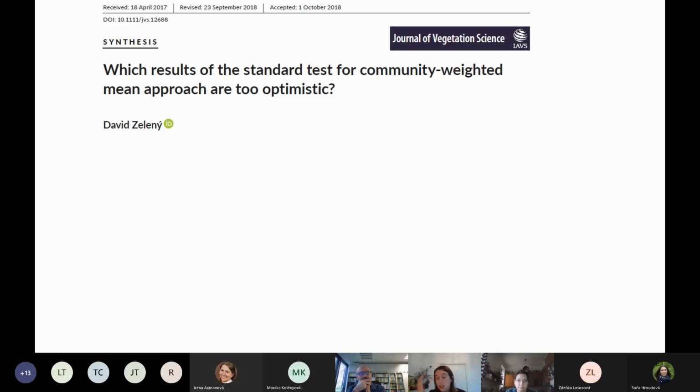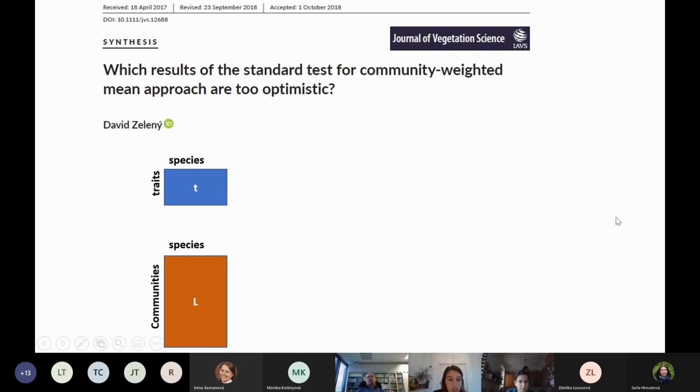And this issue was also described in this paper. So are we having too optimistic results from the community-weighted means? First we have to understand how community-weighted means are calculated. As I told you, you have the species described by traits, and then you have your community described by species, and then you multiply one matrix by another, and then you have the communities by the traits. So this is the community-weighted means matrix.